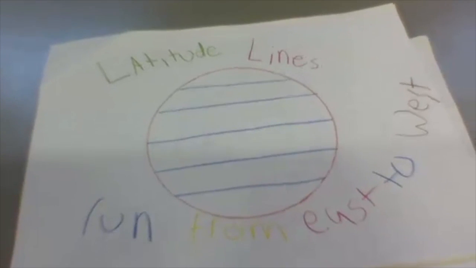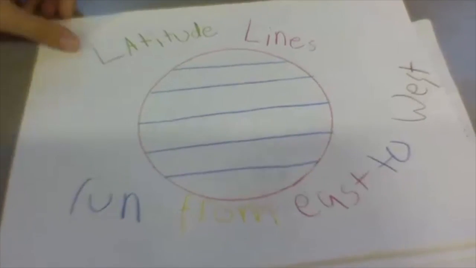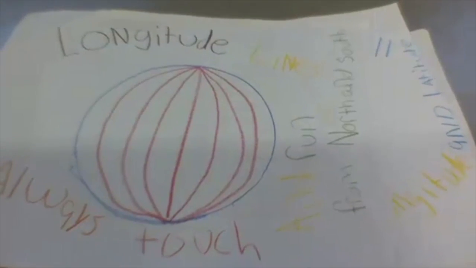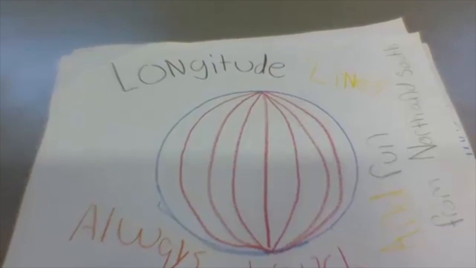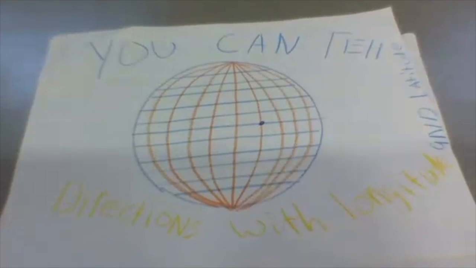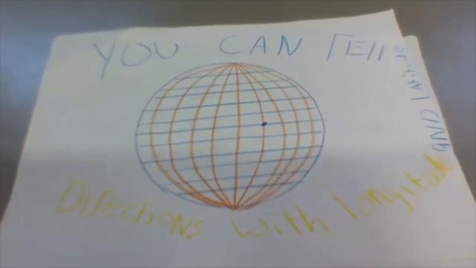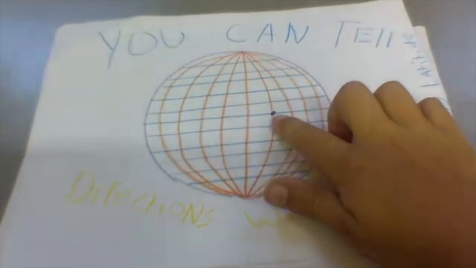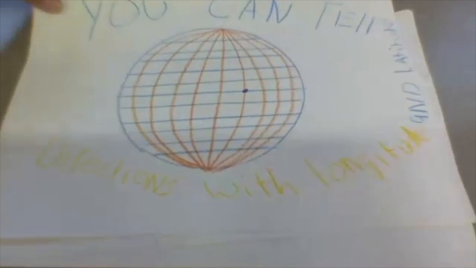Latitude lines run from east to west. Longitude lines always touch and run from north to south. You can tell directions with longitude and latitude. The latitude line in the middle is called the equator. The longitude line in the middle is called the prime meridian.